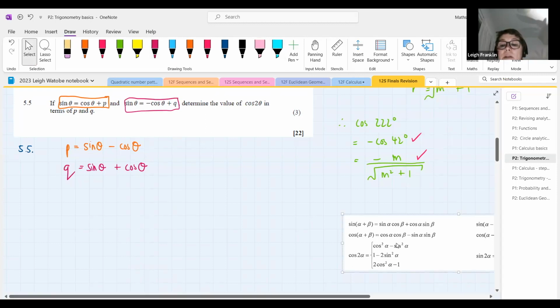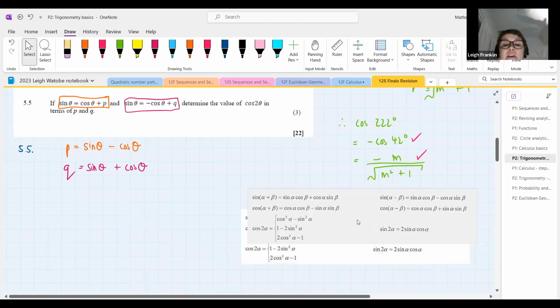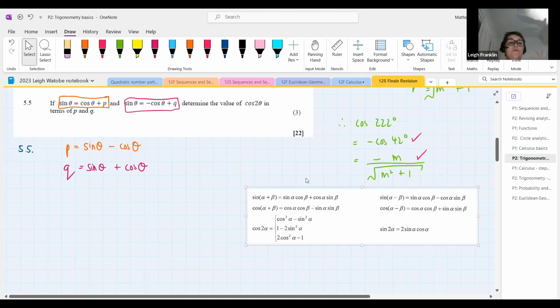Look at your formula sheet and look at the things that cos 2 theta is equal to. It's equal to cos squared theta minus sine squared theta, or 1 minus 2 sine squared theta, or 2 cos squared theta minus 1. So we want to get one of those things on the right-hand side. Either one of those three. Which one of the three do you think we're trying to get from P and Q?